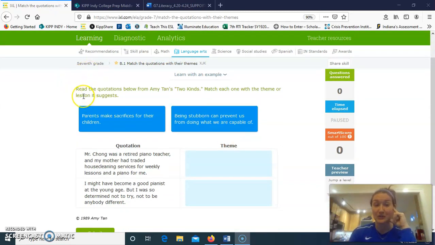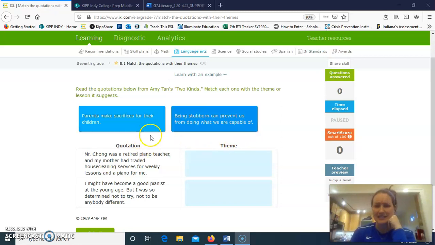Your instructions are here in green. They say read the quotations below from Amy Tan's Two Kinds and match each one with the theme or the lesson it suggests. This first theme is in blue on the left. It says parents make sacrifices for their children. The second theme we have available to us is on the right in the second blue box, and it says, being stubborn can prevent us from doing what we are capable of.